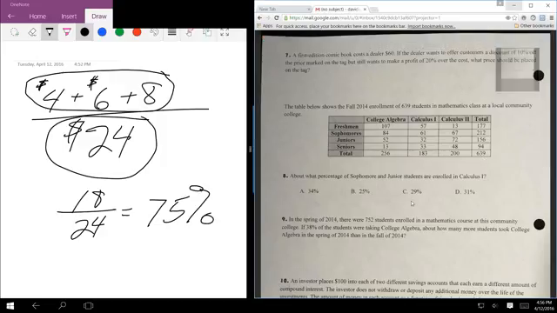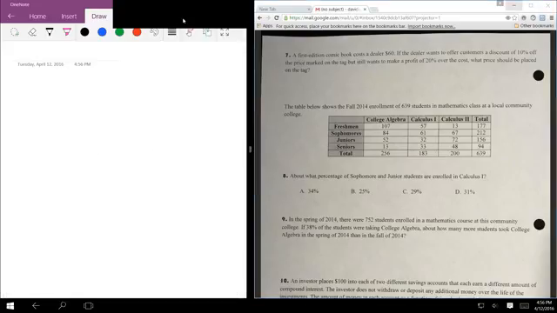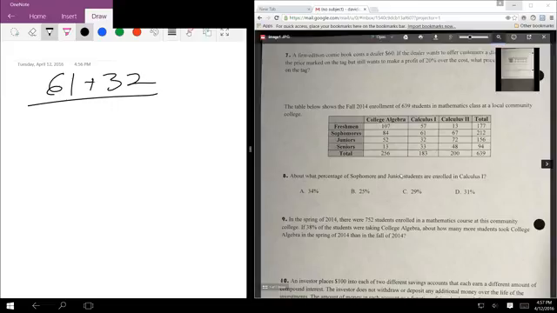Oh, I see what we did here. I skipped 7, didn't I? Well, that's all right. Let's finish 8. Approximately what percentage of sophomore and junior students are enrolled in Calc 1? Well, how many sophomore students are enrolled in Calc 1? 61. How many juniors are enrolled in Calc 1? 32. How many total sophomores and juniors are there?